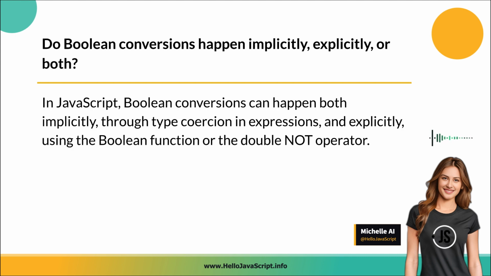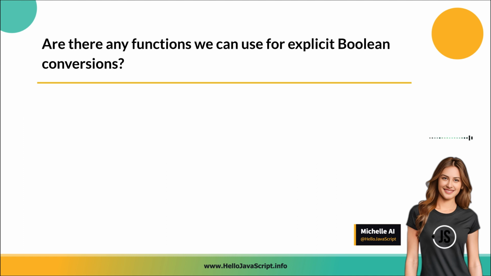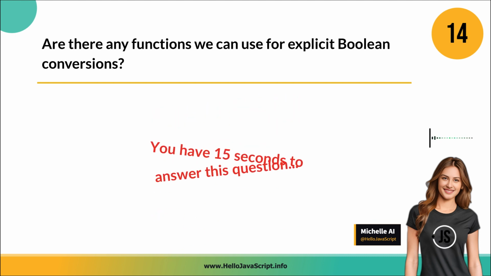This is the correct way to answer this question. In JavaScript, Boolean conversions can happen both implicitly, through type coercion in expressions, and explicitly, using the Boolean function or the double not operator. Here's the next question. Are there any functions we can use for explicit Boolean conversions?